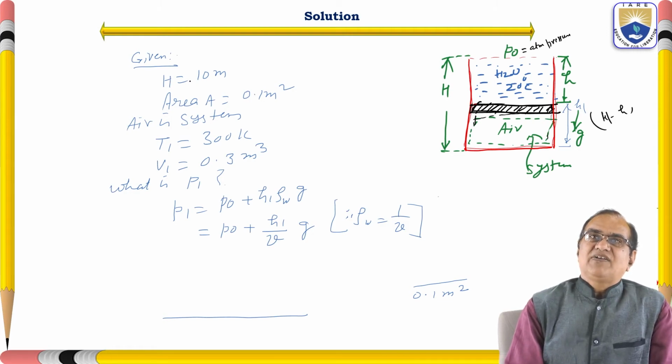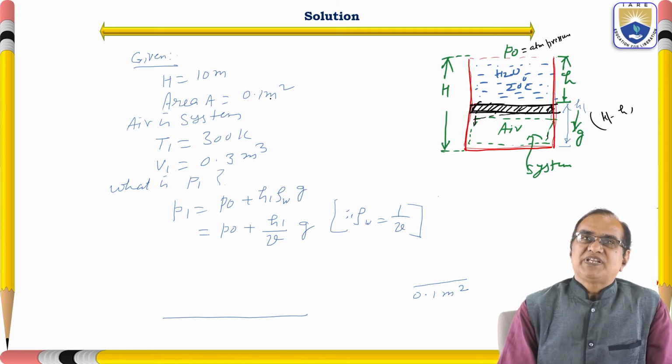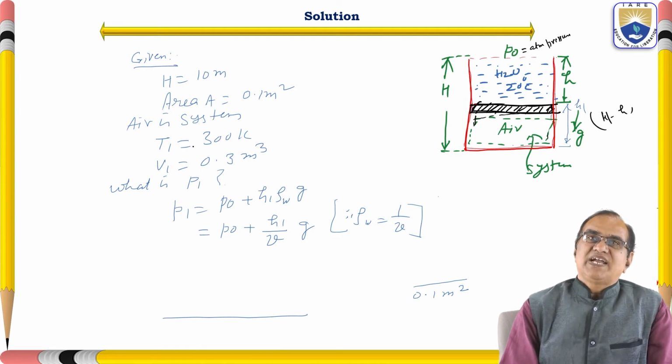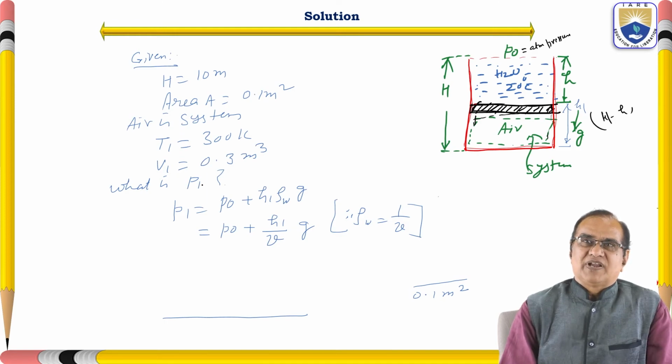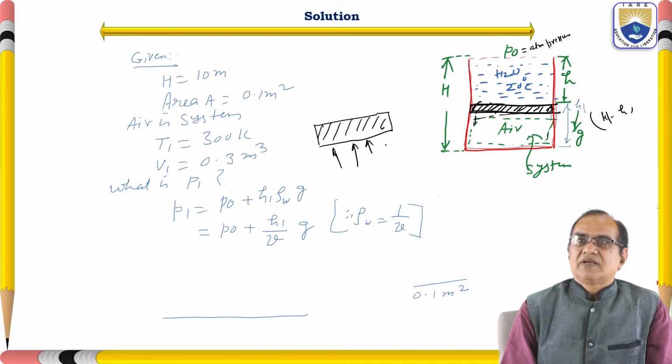Given the height of this cylinder is 10 meter, the area is 0.1 meter square, and air is the system. State point 1: T1 is equal to 300 Kelvin, V1 is equal to 0.3 meter cube. So what is P1? If we take a free body diagram of the piston, this is the P1, this is the P naught, and plus here water.